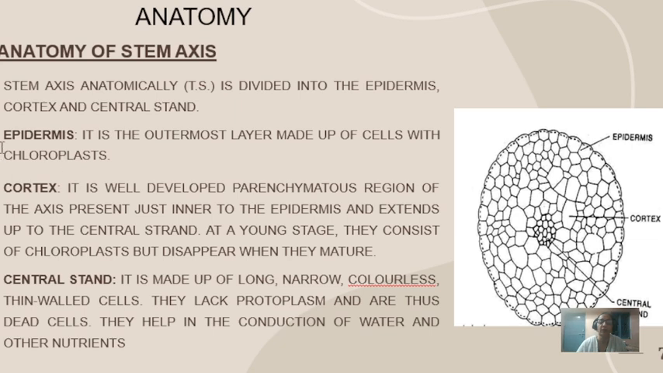If you look into the anatomy of the stem, it is divided into the epidermis, the cortex, and the central strand. Epidermis is the outermost, made up of cells with chloroplast. Cortex is a parenchymatous region, just inner to the epidermis, and extends up to the central strand. They consist of chloroplast when young, but disappear when they mature. In the center is present the central strand, which is narrow, made of colorless, thin-walled cells that lack protoplasm and thus are dead cells. They help in the conduction of water and other nutrients.